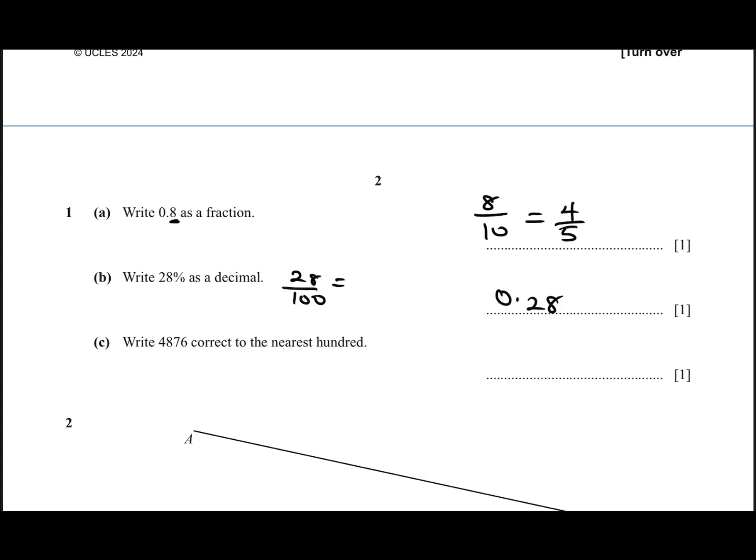Now write 4,876 correct to the nearest 100. The 100 here is 8. So what number is next to the 8? That is 7, so we are rounding up according to how we round up or down. So 8 is going to be rounded up to 9. That is 49, then the other numbers from the 100 downward are going to be 0. So this is 4,900 to the nearest 100. Next, to the nearest 1,000.